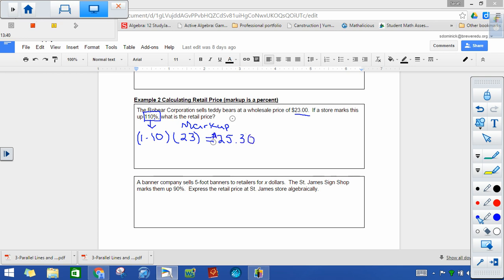That's their markup. If you remember above, we just took our markup and we added it to our wholesale price to get our retail price. So everything in blue was your markup. Now I'll figure out the actual answer to the question. I'll actually figure out the retail. So retail price is my wholesale price of $23 plus my markup of $25.30.